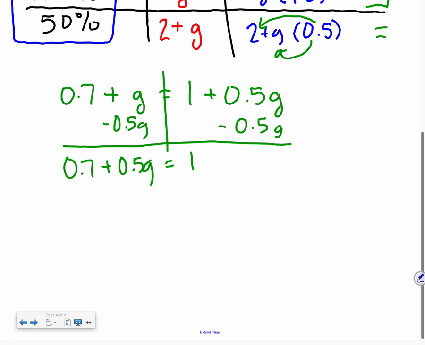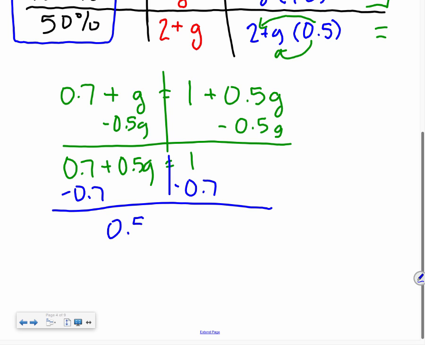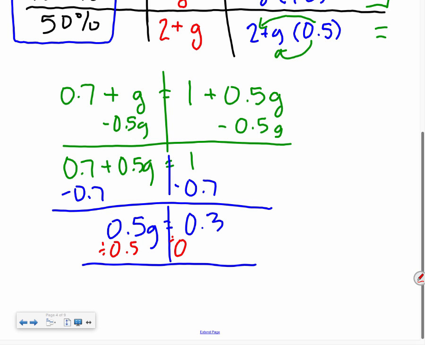If I keep going, I can subtract 0.7 from both sides. Again, I'm going rather quickly through this part of it. If you still have questions on the solving for variables, be sure to ask, okay? We now have 0.5G equals 0.3. To get the G by itself, we need to divide by 0.5. And we end up with G equals 0.6.